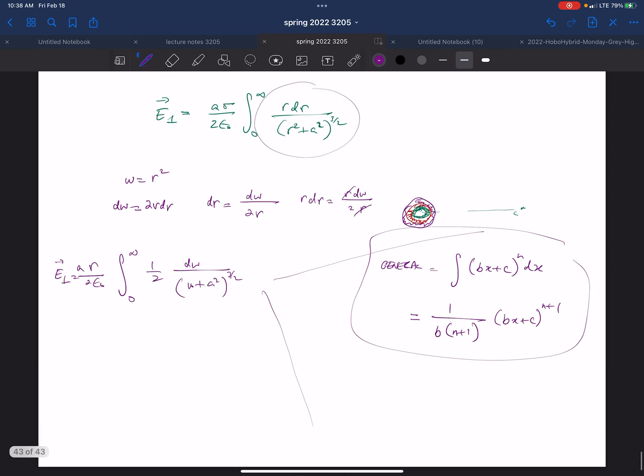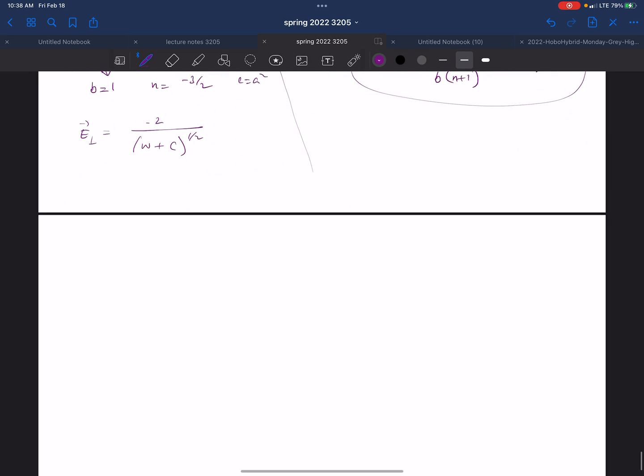Again, in this particular case, b is equal to 1, n is equal to minus 3/2. So the solution is minus 2 over (x plus c) to the 1/2. No, sorry, w, thank you. W, and c is what, sorry? A squared. C is a squared. Okay, so let me plug all that in.